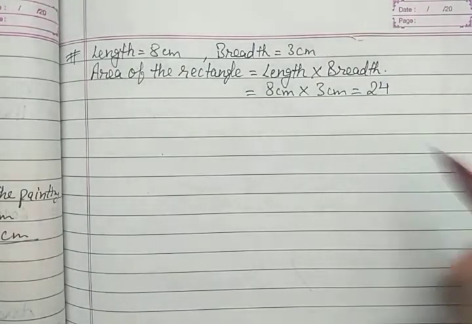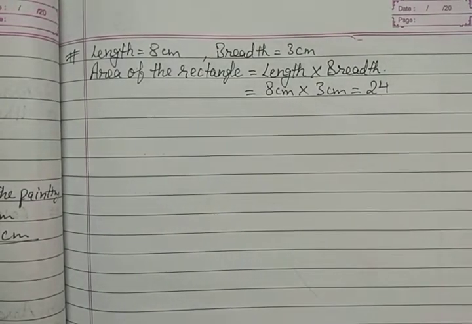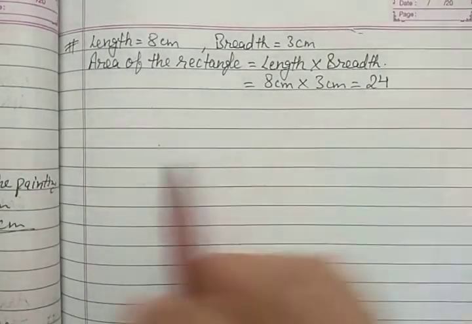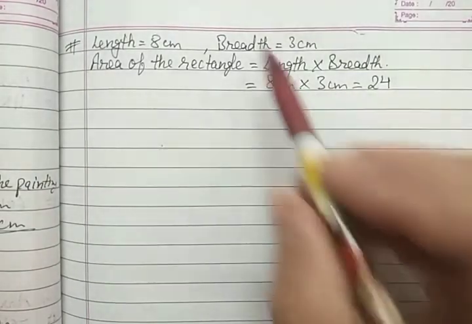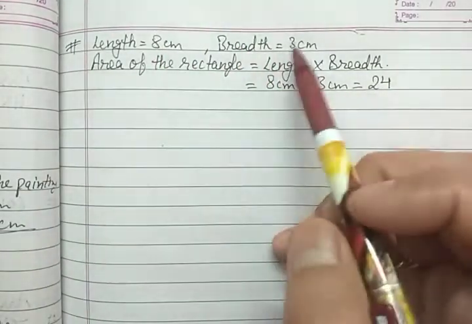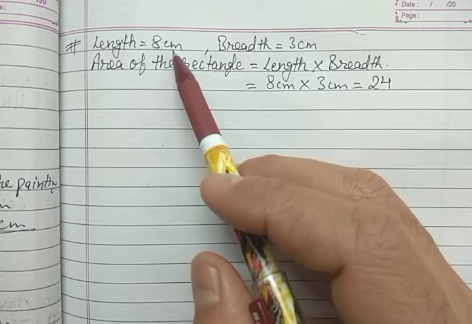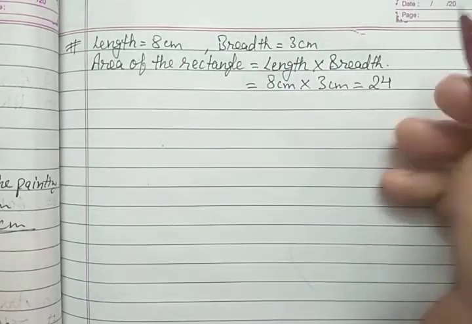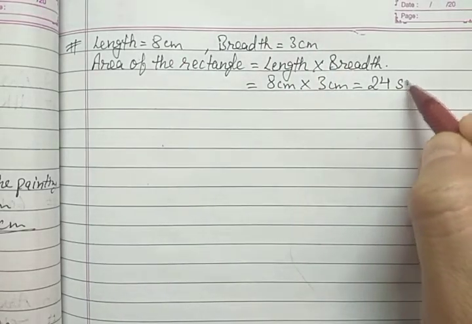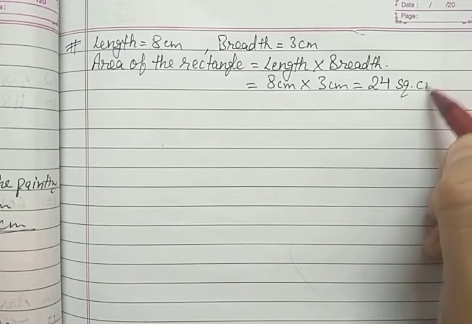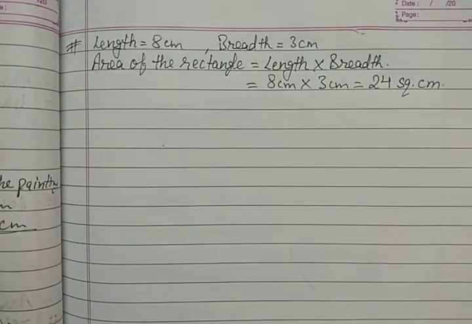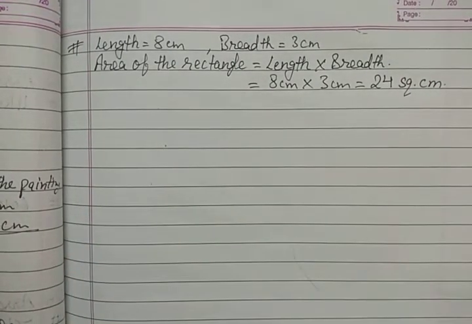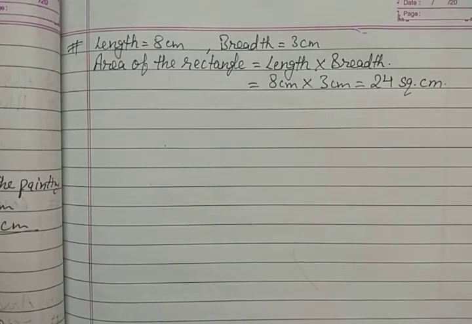And now about the units. So what will be the units? So here in the question, the length and breadth given are in which units? In centimeters. So our area will be in what? Square centimeter. Because whenever we find area, its units are square units, right?